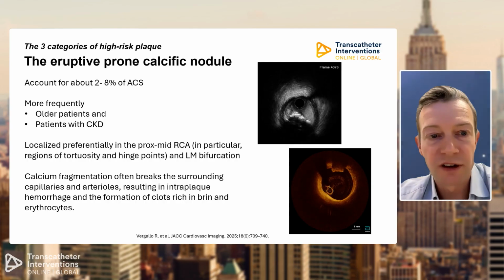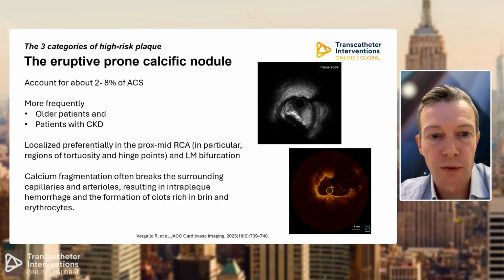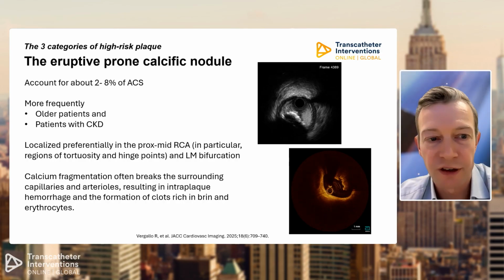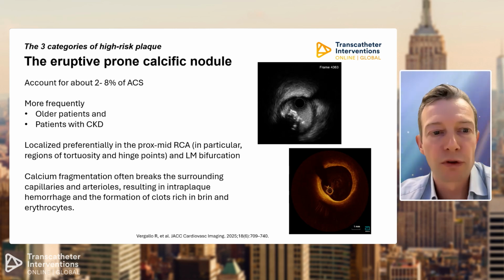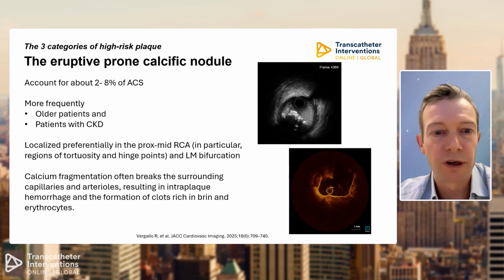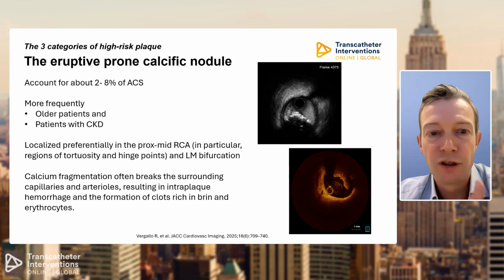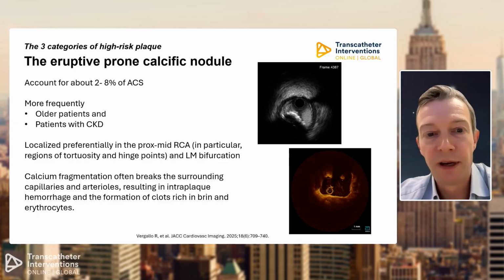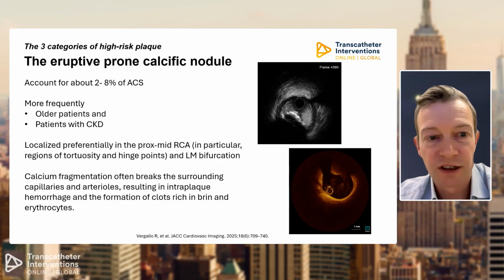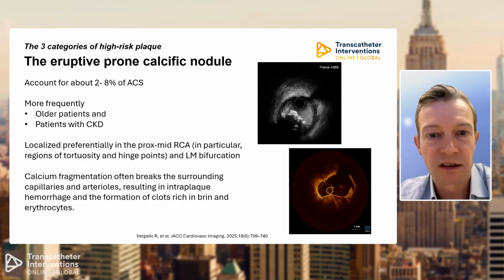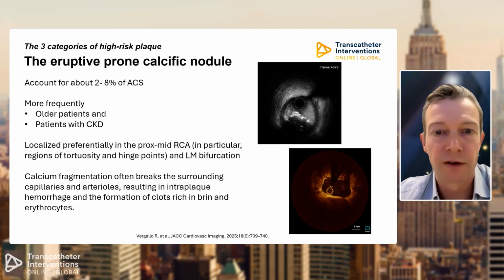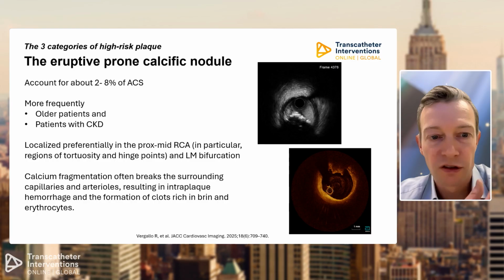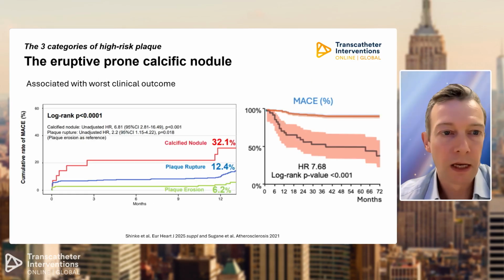Moreover, they are preferentially located in the proximal to mid-right coronary and within the left main bifurcation. And with that in mind, I think it's important to realize that this, to me, is also one of the drivers to use intravascular imaging, specifically in these proximal to mid segments, where you may be able to find these nodules, which clearly mandate different types of lesion preparation as compared to a conventional erosion or a soft TCFA.